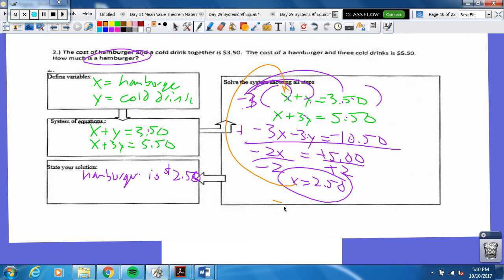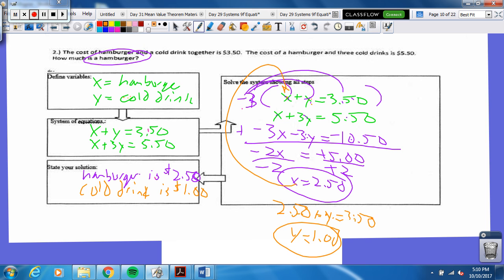Okay? So $2.50 plus Y right here equals $3.50. Okay, got that. So I can do that in my head. 250 plus y, that's y is a buck. 250 plus $1 is 350. No problem. So your cold drink, that's your y, right here, is $1. Okay, got it. Hopefully you got the same thing. Check the boxes.